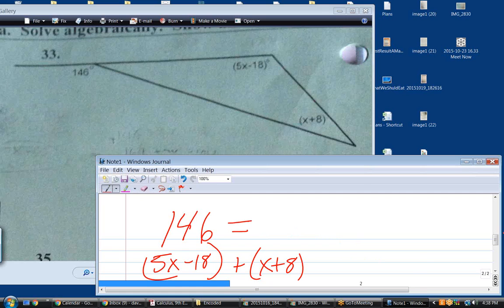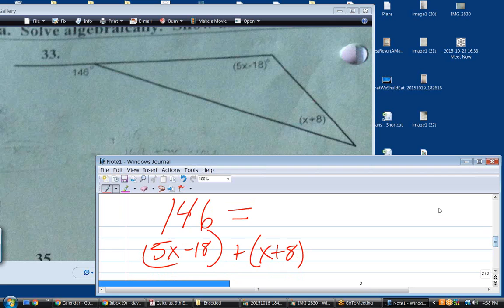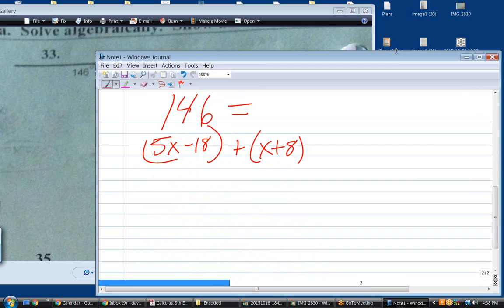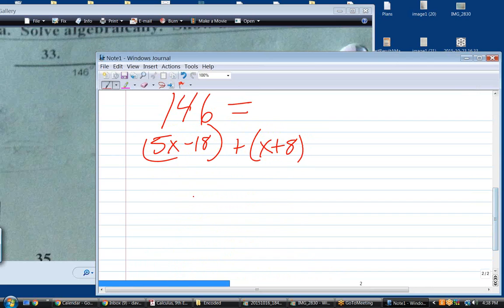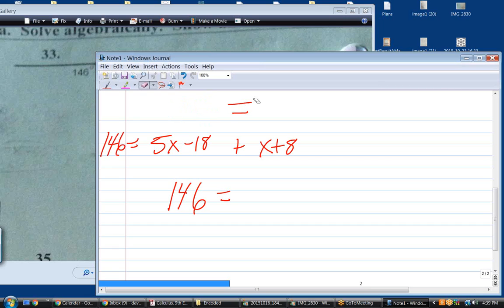And then what's the next line? So 146 equals 5x minus 18 plus x plus 8. Okay, what are you going to do as the next step? In other words, that's what we've got written. And you're correct. You can remove both parentheses. I don't really need either set. They're not useful. And I can just erase them like that. So here's what you had. 146 equals that.